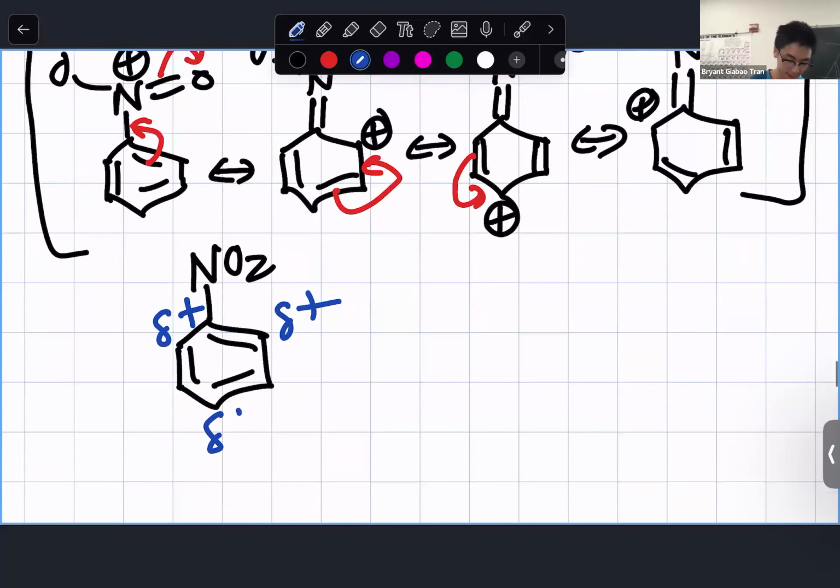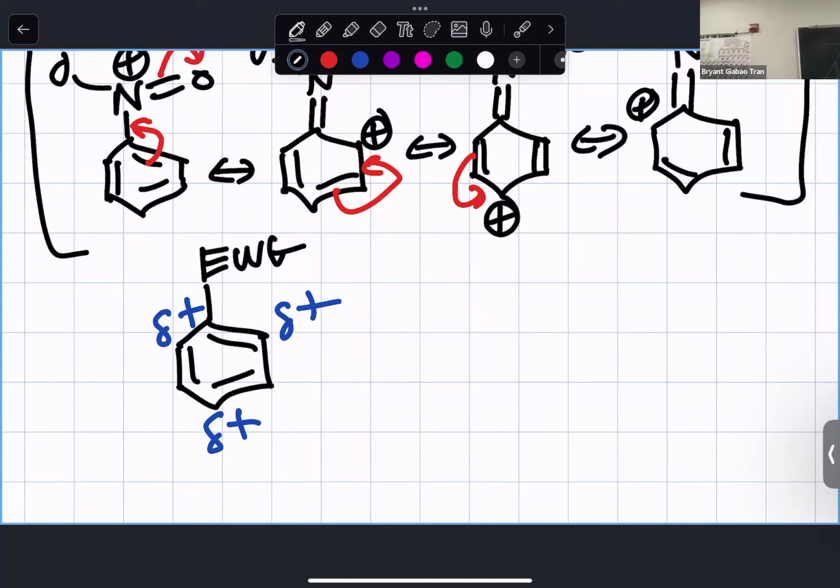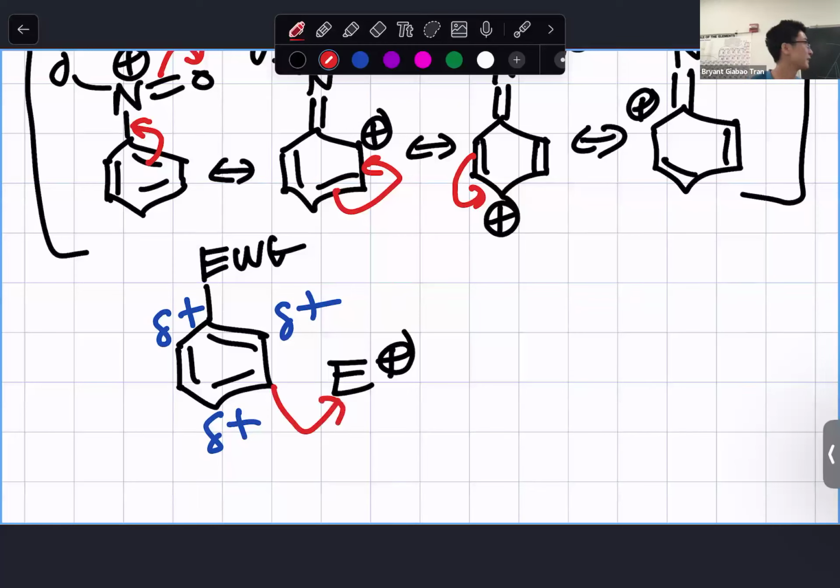Which position is the best nucleophile in the EWG here? The meta position, right? Because neutral atoms are better nucleophiles than positive atoms, right? So there's no negative charge on the meta position, but it's still a better nucleophile than the positive atoms. So that's why if we introduce some kind of electrophile, the meta position is the one that attacks the electrophile, which is why EWGs are meta directors. They direct the electrophile on the meta position.